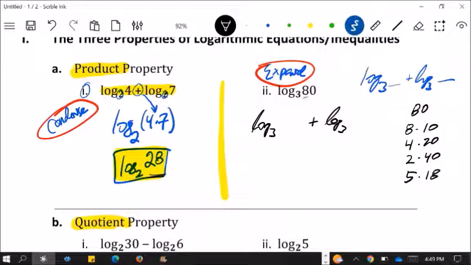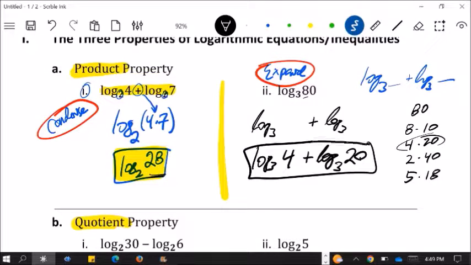We could actually break this up in 4 different ways, maybe more. Well, I'm going to take one of them. I'm going to take, I guess, the 4 and the 20. I could have chosen another one. I just chose this one. Plus log base 3 of 20. So if you put this one in the calculator, and then you did this plus this one in the calculator, you'd find you get the same answer for it. So this is one way it could be broken up. We've expanded it into this. Although I could have used the 8 and the 10, or the 2 and the 40, or the 5 and the 16 if I'd wanted to.